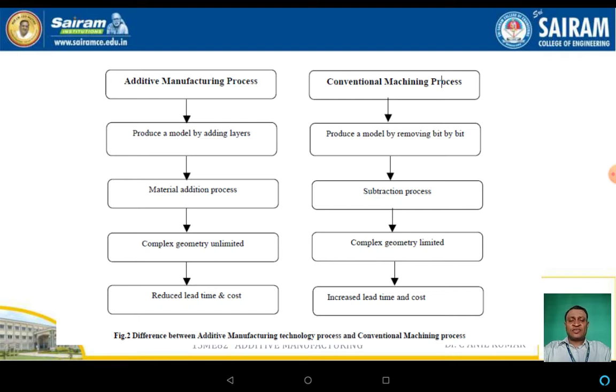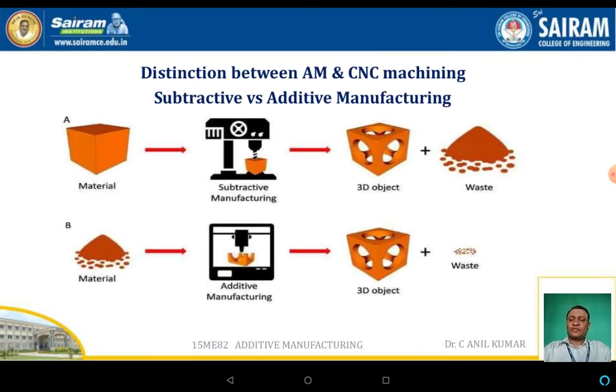But in the conventional manufacturing process, the model is produced by removing material bit by bit. In this process, the scrap rate is too high. In the subtraction process, complex geometry is limited, or complex geometry fabrication is very difficult in conventional machining or subtractive manufacturing. There is an increase in lead time as well as cost.